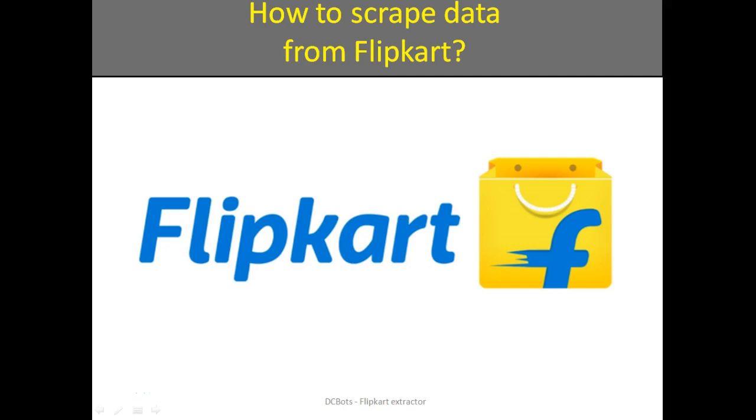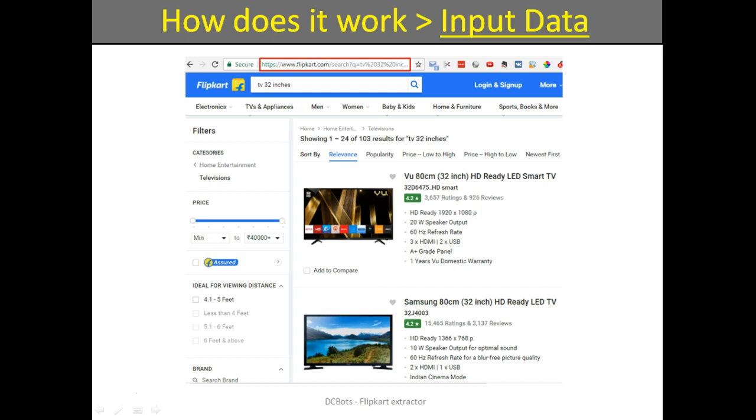Now we will see how to extract data from Flipkart using our solutions. How does it work? As input data, you set the Flipkart listing link. Then just launch the data extraction process in DCBots software. Finally, you receive reviews, product details, price and other essential data on the product.